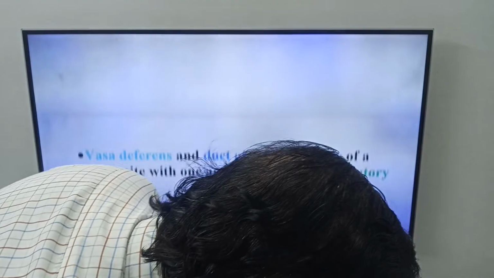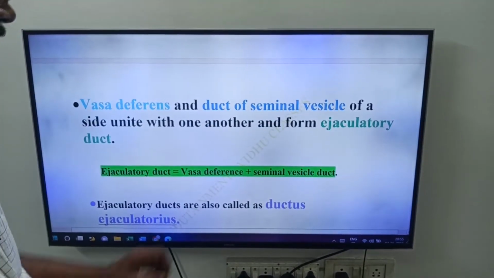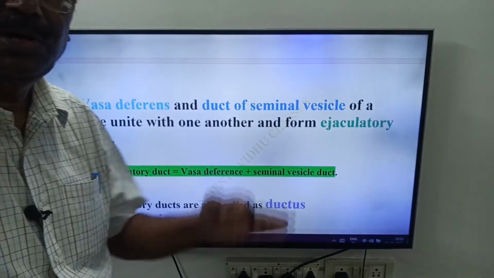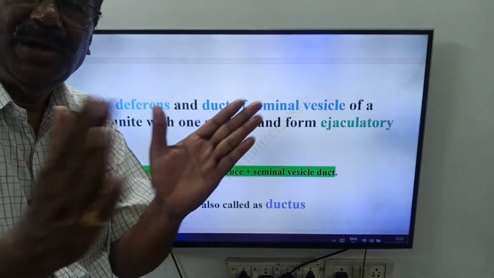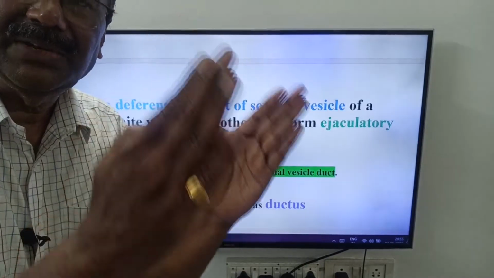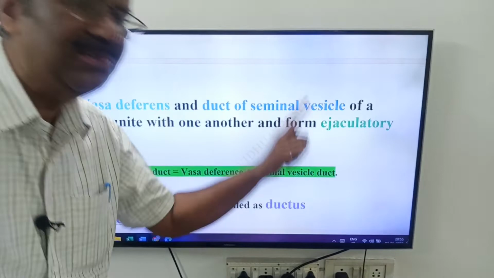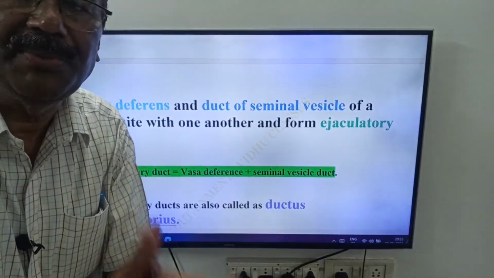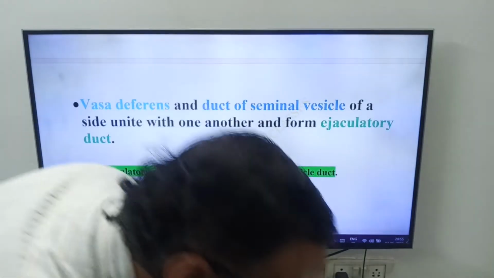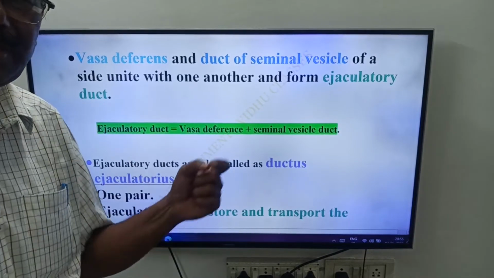Okay, friends. Now see, friends, the vas deferens and the duct of the seminal vesicle of that side form what, friends? Ejaculatory duct. What is the ejaculatory duct? It is formed by the fusion of two ducts, friends. One is the vas deferens, another one is the duct of the seminal vesicle. Ejaculatory duct is equal to vas deferens plus seminal vesicle duct. These two fuse to form a single duct, that is called the ejaculatory duct. This ejaculatory duct is also called ductus ejaculatorius.